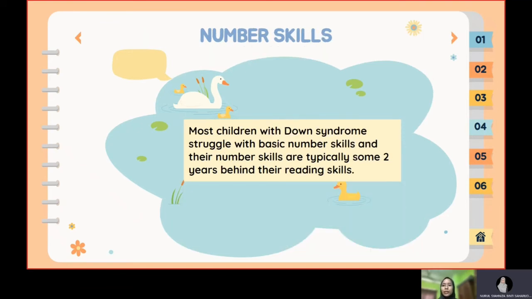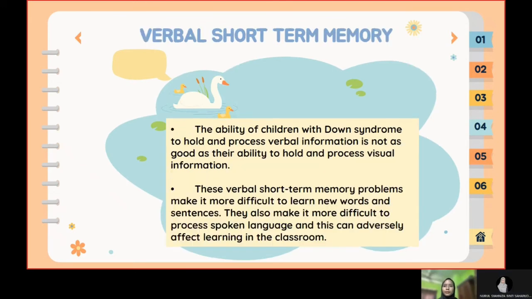Next, we will proceed to the number skills. Most children with Down syndrome struggle with basic number skills, and their number skills are typically some 2 years behind their reading skills. Verbal short-term memory.